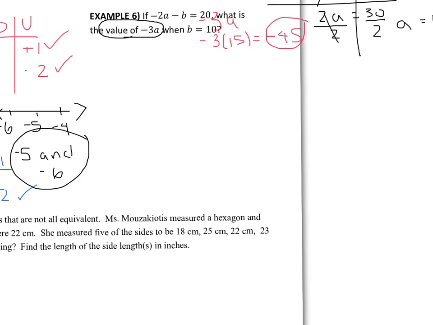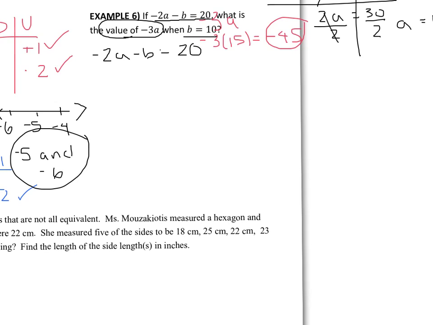Now it told us if negative 2a minus b equals 20, and it told us b equals 10. So the first thing we're given is this equation: negative 2a minus b equals 20. Now I'm looking at this equation, and I notice that I have two unknown variables, a and b. In order to actually solve this, I have to know what one of them is.